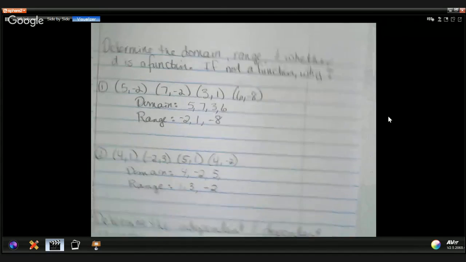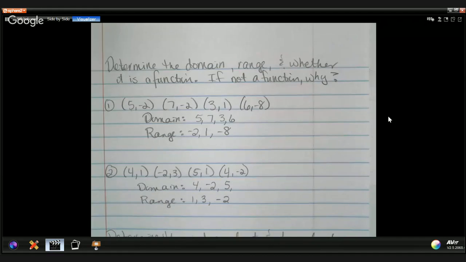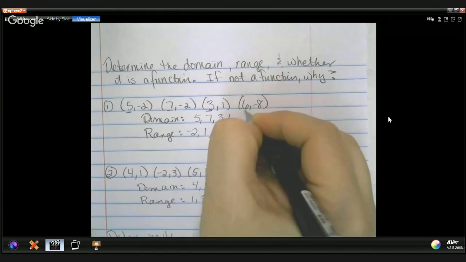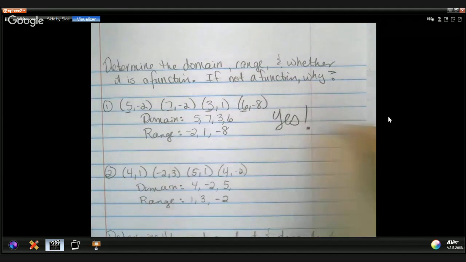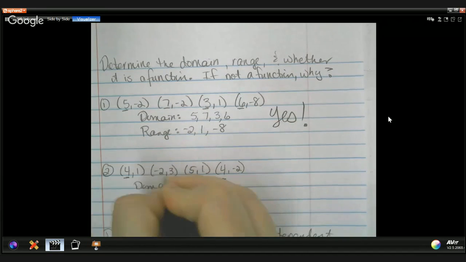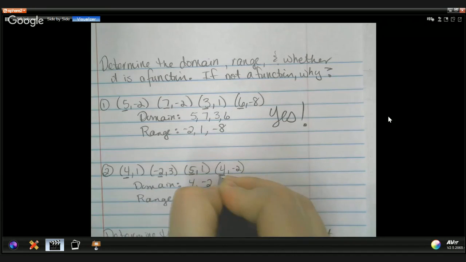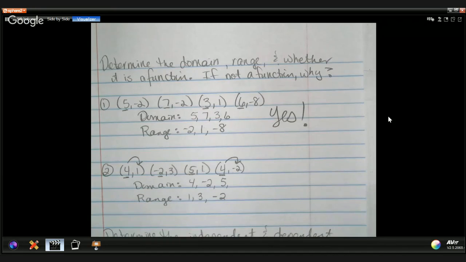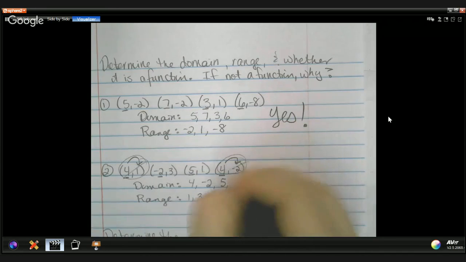Okay, so let's look back at these 2 examples we had earlier, and let's figure out if those are functions. So take a second to look at the x values, and if you have x values that are the same, then check to say that the y is the same. So I have a 5, a 7, a 3, and a 6. So this one's a function. It works. It doesn't even matter what the y's are. You just start by looking at the x's. So the second one, I have a 4, a -2, a 5, and a 4. Uh-oh. Are they both going to the same place? No, they're not. One's going to 1 and one's going to -2. So this is a no.